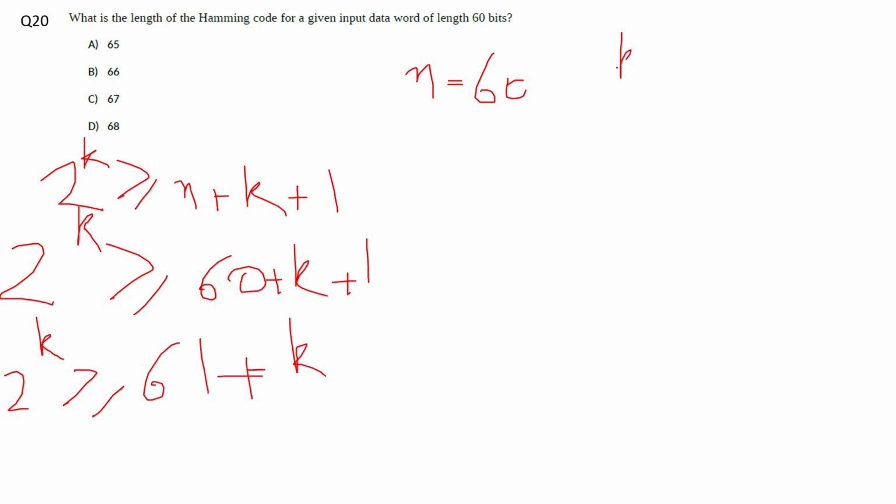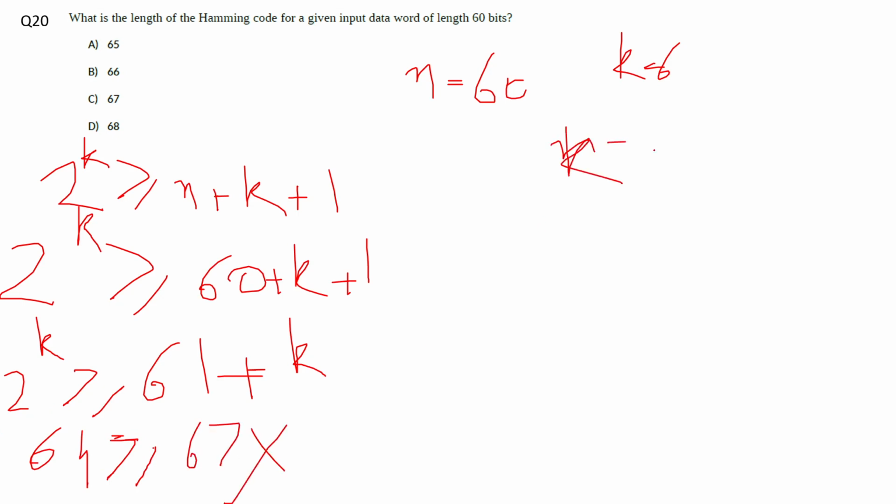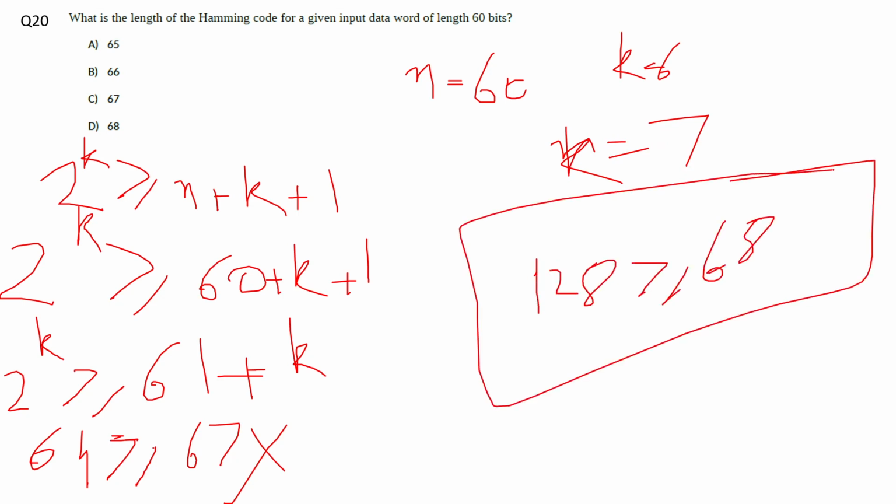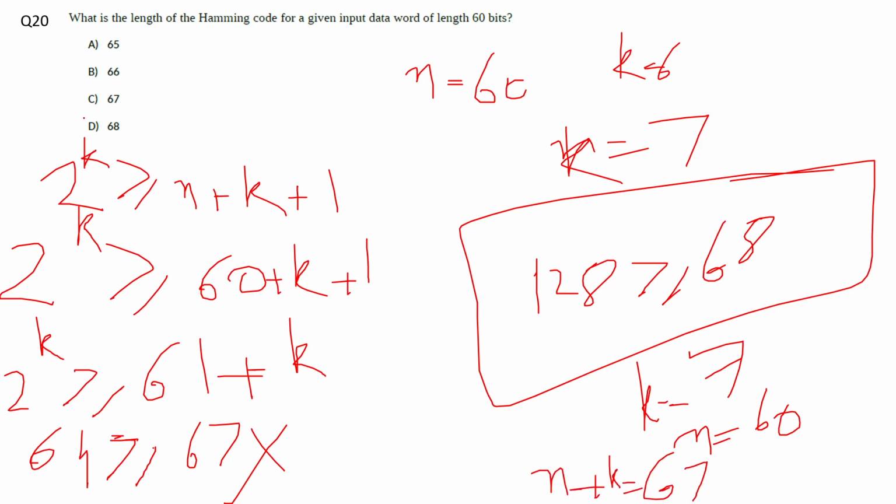So let's just say k is equal to 6. 2 raised to power 6 is 64, greater or equal to 61 plus 6 is 67. So incorrect. So k is equal to 7. So 2 raised to power 7, 128 is greater or equal to 68. Right. So k is equal to 7, n is equal to 60. So total n plus k is equal to 67. So option C is your correct answer.